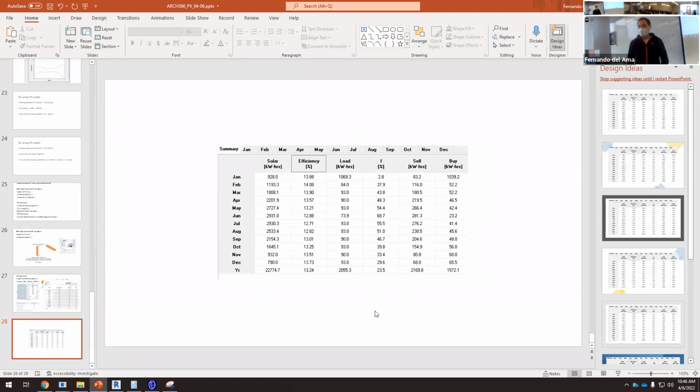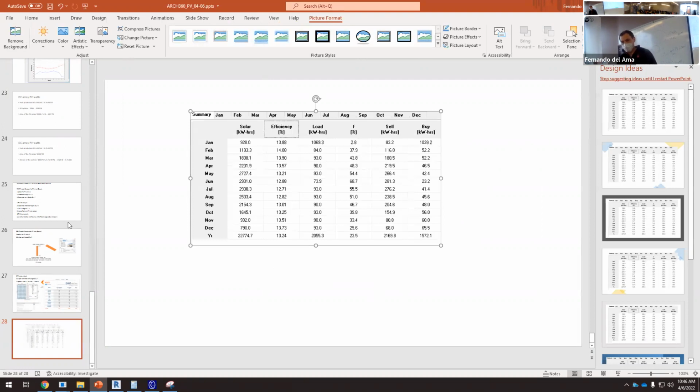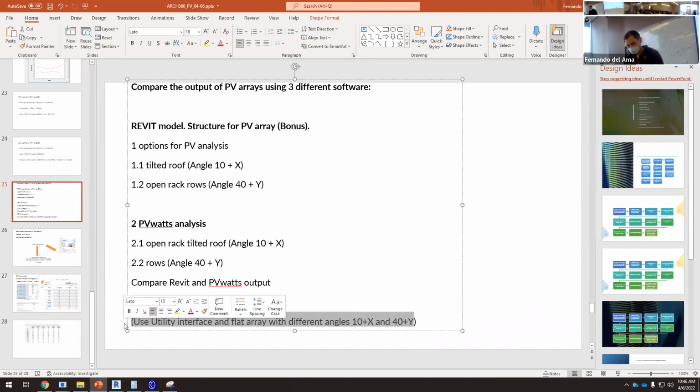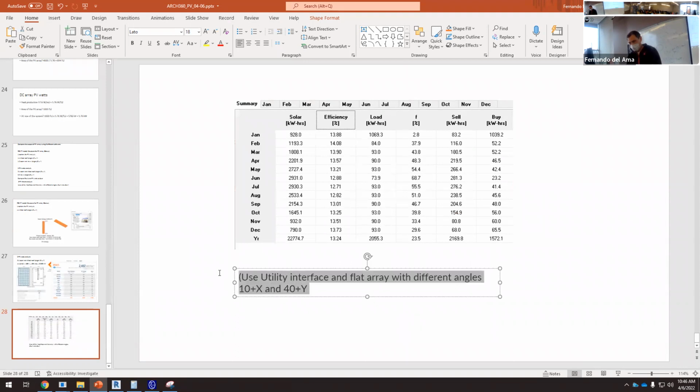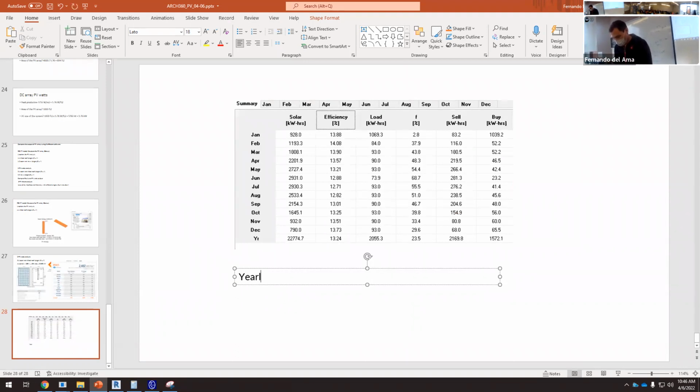So that will be the final output of the PV watts, and the total yearly energy will be this value, the total 22,774 times the efficiency 0.13, and that is 2,960 kilowatt hour per year.